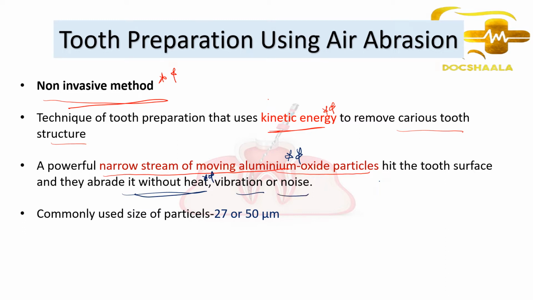Vibration or noise is also not produced. In our normal cavity preparation, we drill the tooth, right? We get the heat, vibration, and we even get noise. In this tooth preparation we don't get any of them, and what we use is a narrow stream of moving aluminum oxide particles. The commonly used particle size is 27 or 50 micrometers. So we use 27 or 50 micrometer size aluminum oxide particles for this kind of tooth preparation.